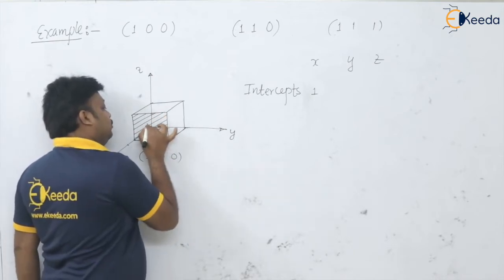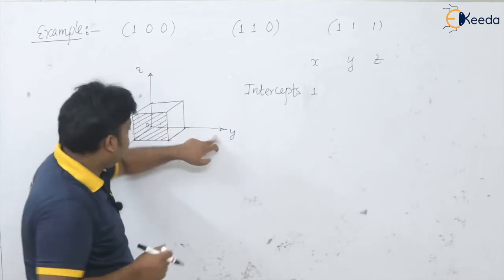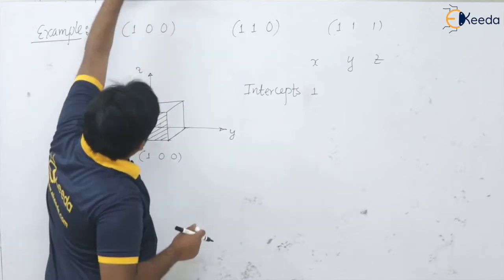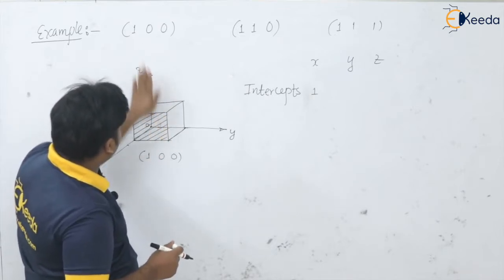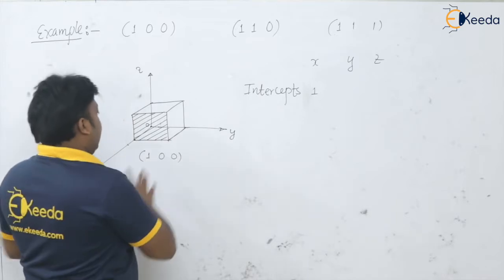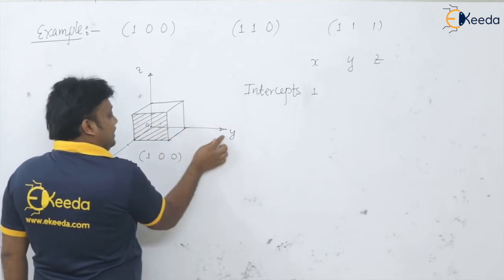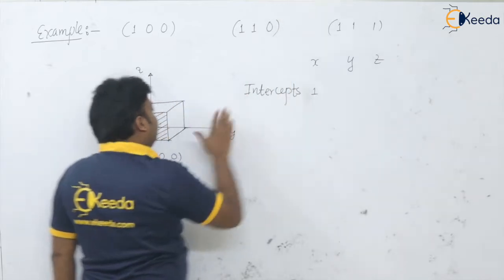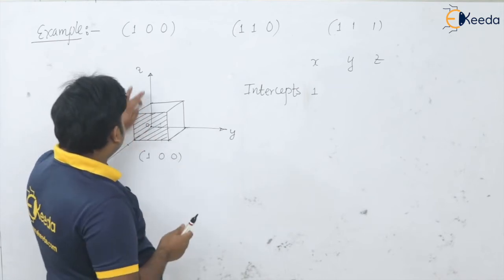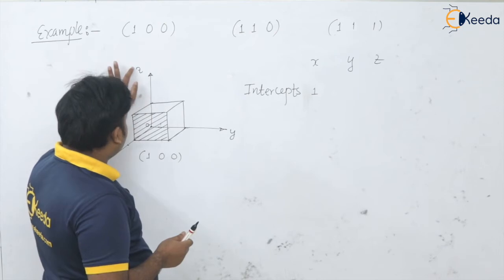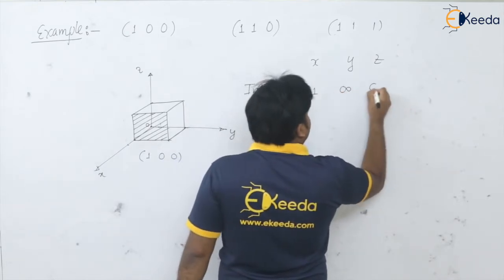Behind that we have the origin O. This plane is no longer intersecting the Z axis and Y axis. It is parallel to the Z axis, and in the Y direction it is also parallel to the Y axis, so it will never intersect. So the intercepts of plane 100 on the Y and Z axes are infinite.